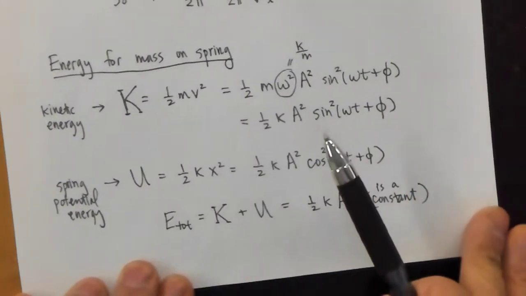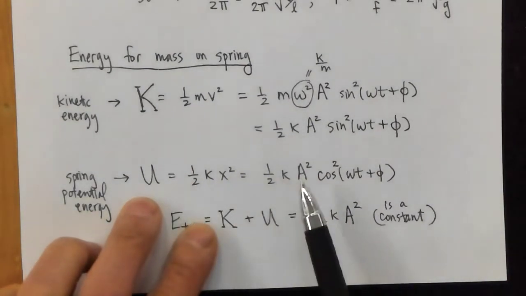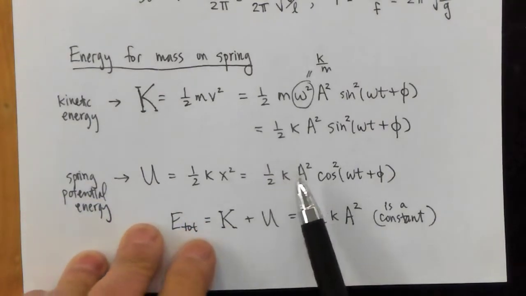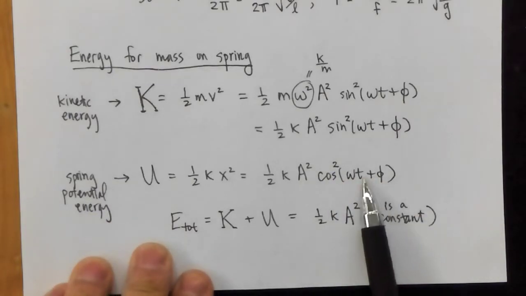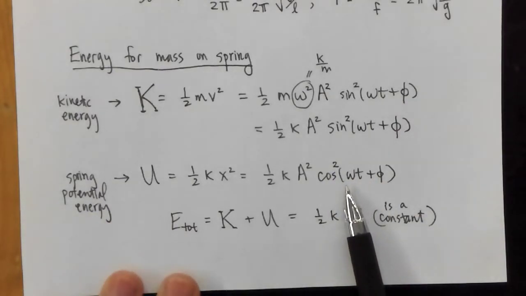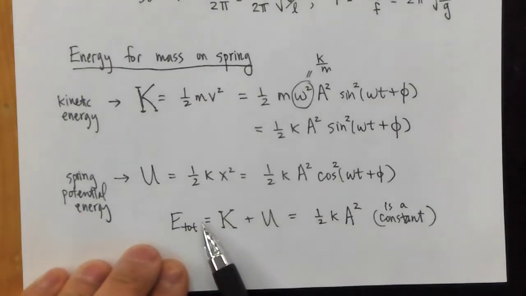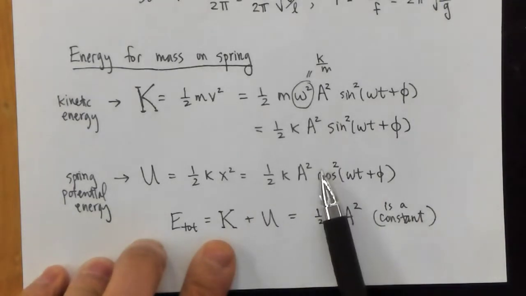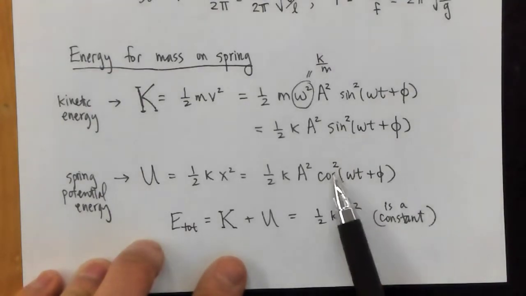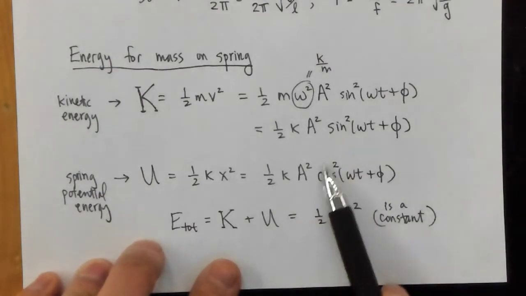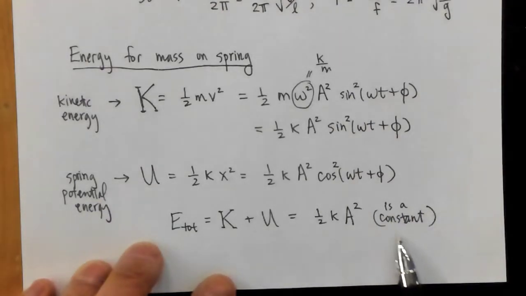Then if I have spring potential energy, capital U, it's 1/2 k x squared. And then I have 1/2 k, x is just a cosine, so I have a squared cosine squared. The argument is omega t plus phi. Now if I add the mechanical energy up for both of these, because sine squared plus cosine squared equals 1, the sum of these two together, you get 1/2 k a squared, where a is the amplitude. And this is a constant.